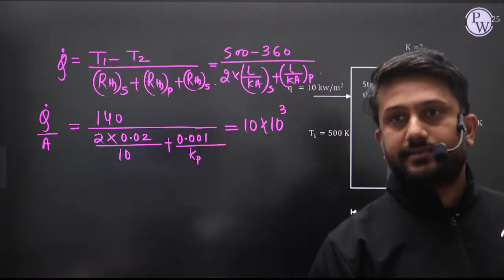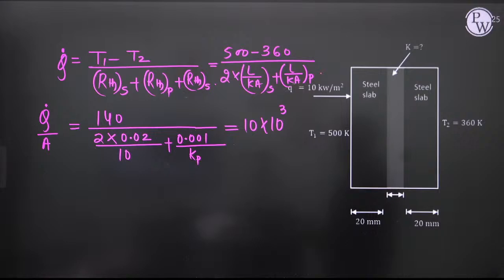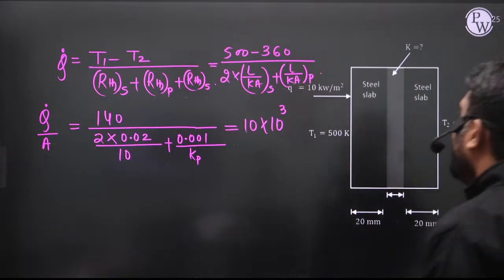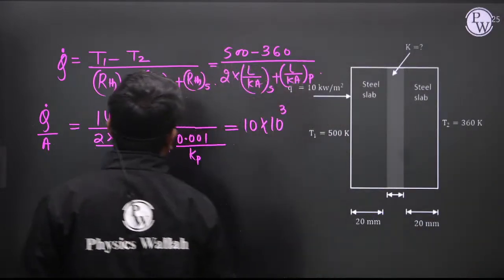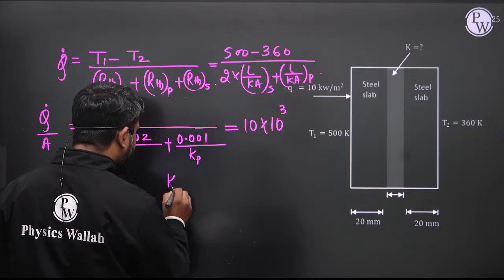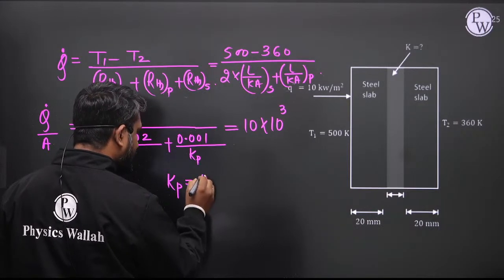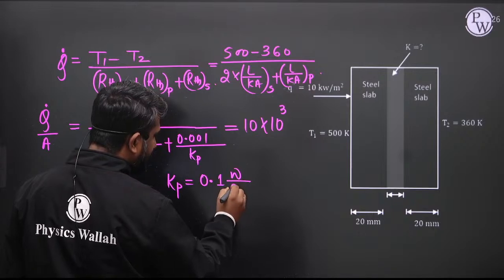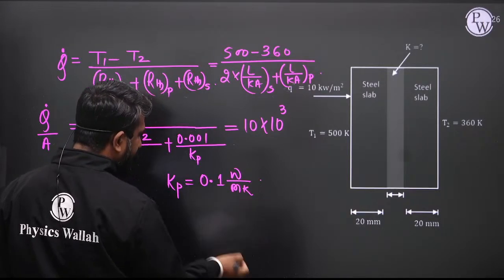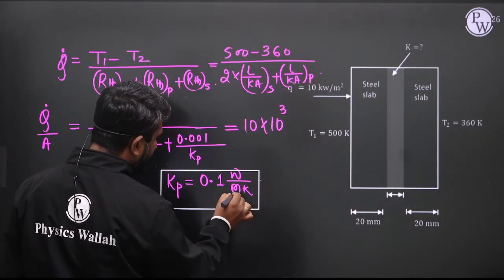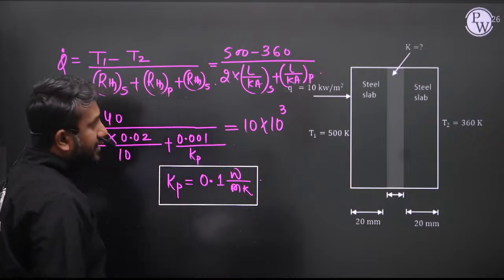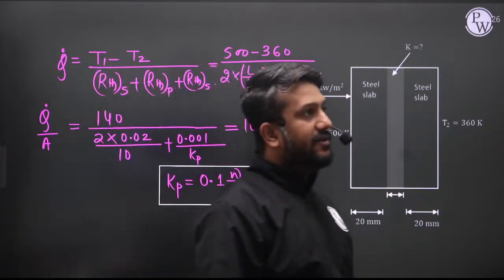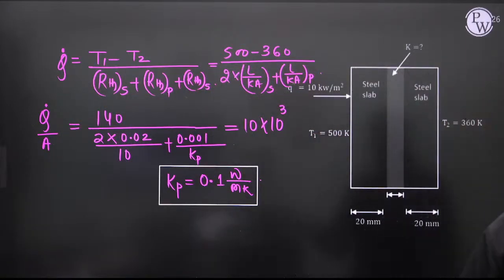Now solve this. So what you are getting is that K_p, the thermal conductivity of material P, is equal to 0.1 watt per meter Kelvin. Everyone getting this? 0.1 watt per meter Kelvin.